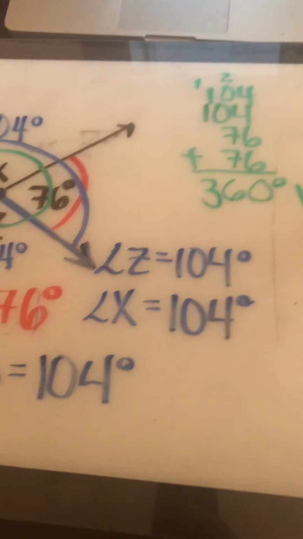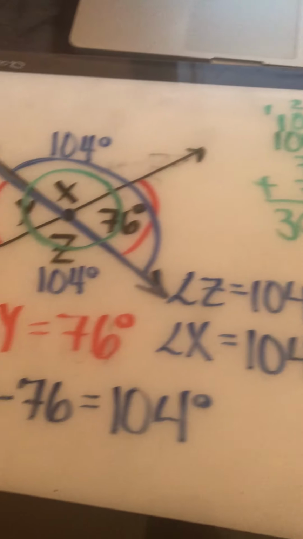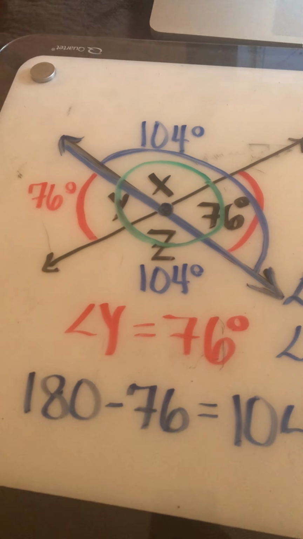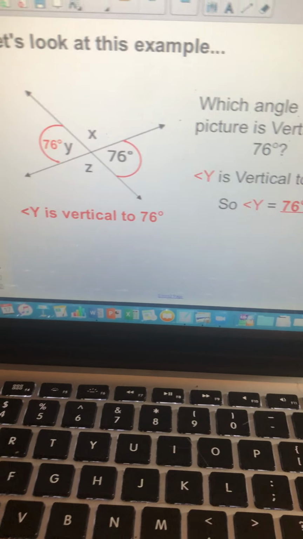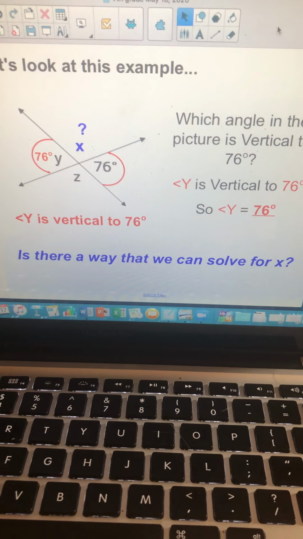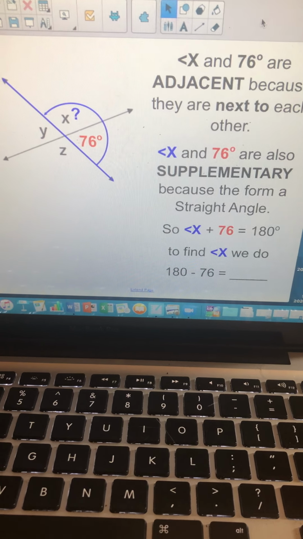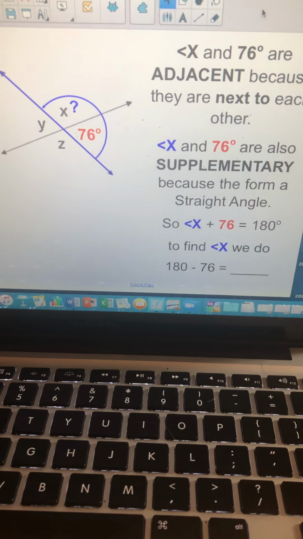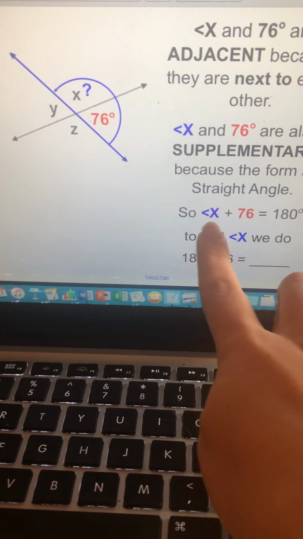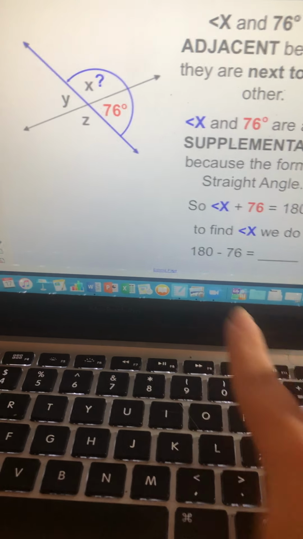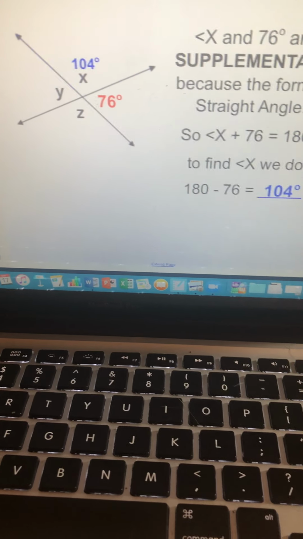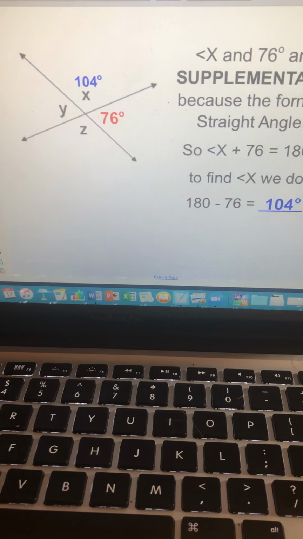Okay, so that was a lot to take in there, but I think you guys are getting it. So everything I just modeled is in the slide as well. Showing the 76, how can we solve for x? Those two angles would be supplementary, right? So we would figure out what plus 76 is 180. We would do subtraction to figure that out and get the 104 that we just reviewed.